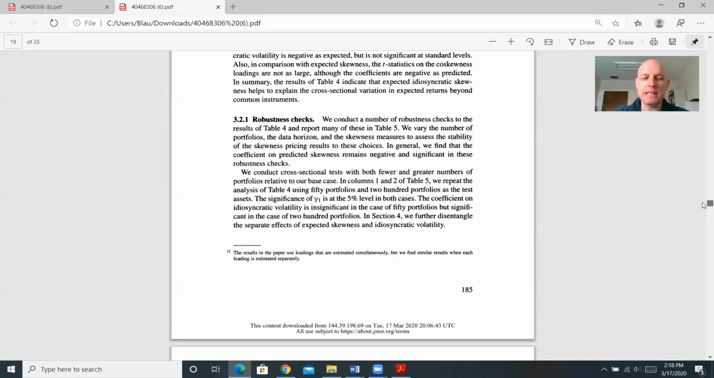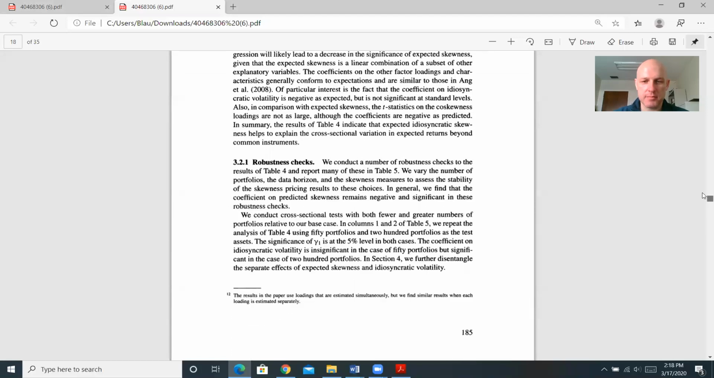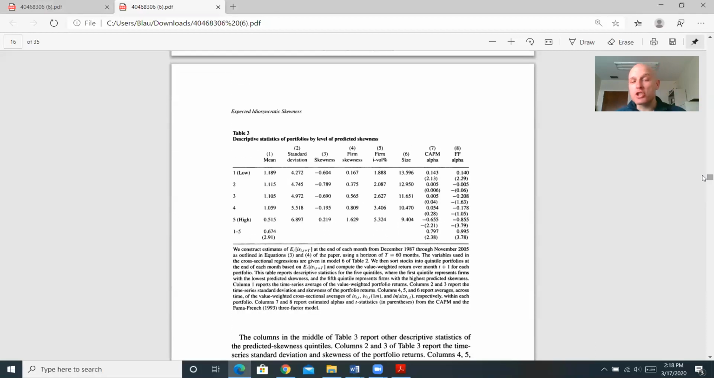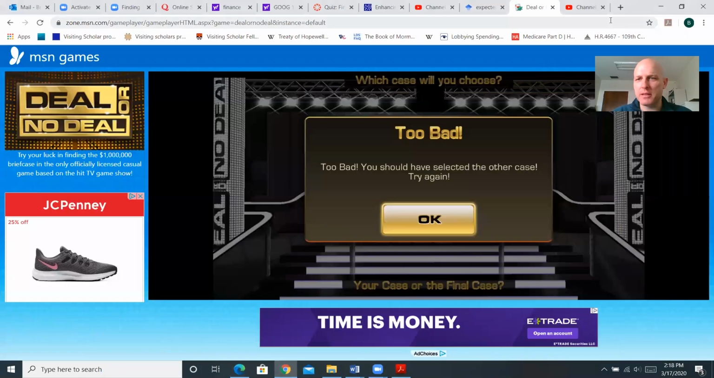So what happens is these guys have calculated the skewness of stocks, individual stocks, all right? And then they've placed them into portfolios. And recall what skewness looks like, okay? Recall what negative skewness looks like. Let me show you here.